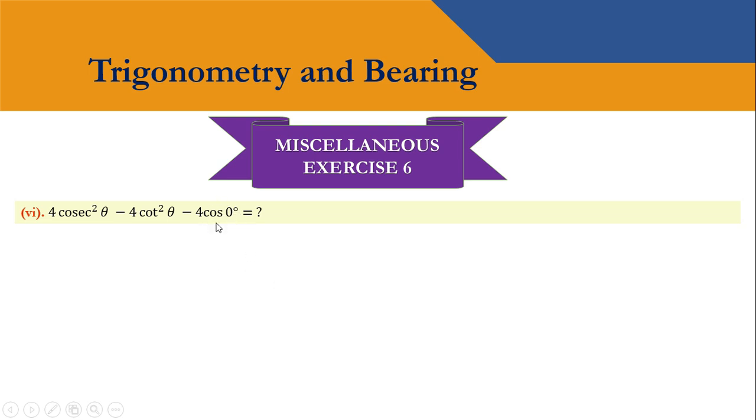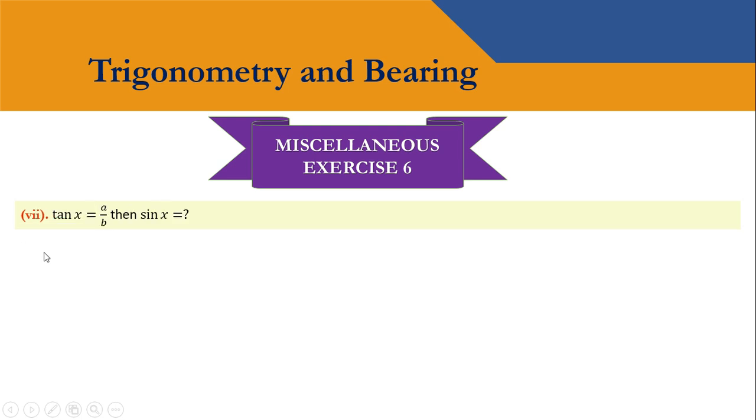So putting the value of cos 0 degree here and taking common 4 from cosecant square theta and cot square theta, we will get a Pythagorean identity left behind. The identity left behind is cosecant square theta minus cot square theta, which is a Pythagorean identity, and its value is equal to 1, and cos 0 is equal to 1. So putting the value of this identity, 4 minus 4, our answer will be 0, and your correct option is the A option.